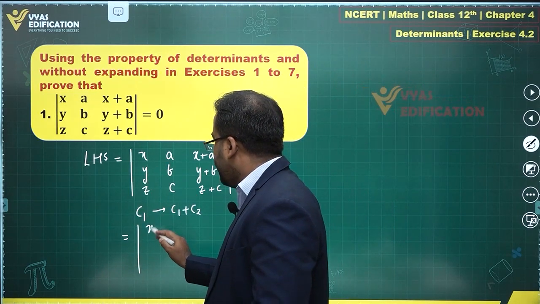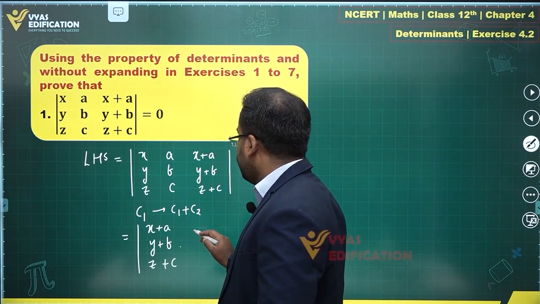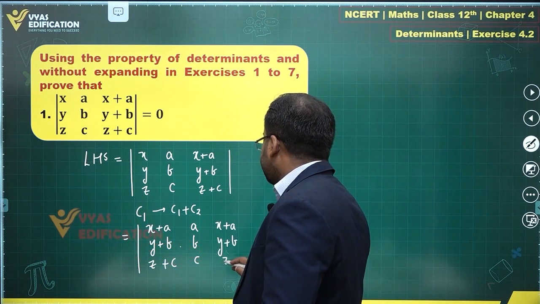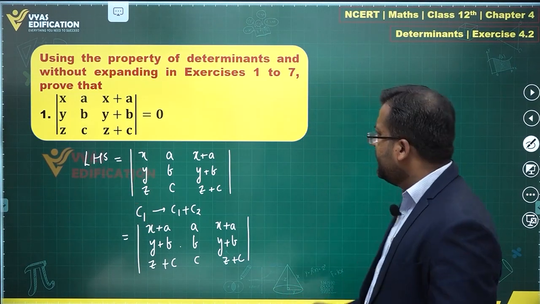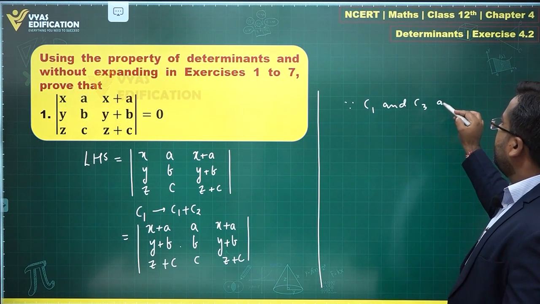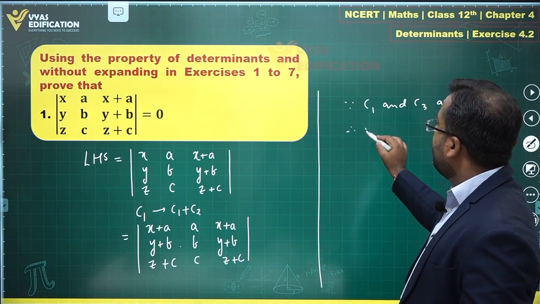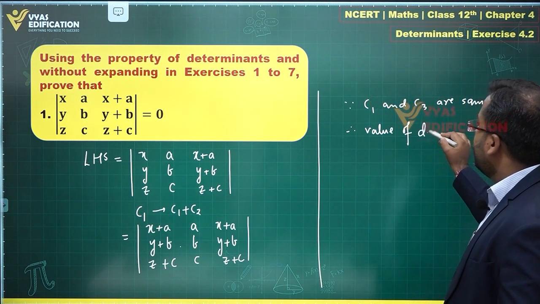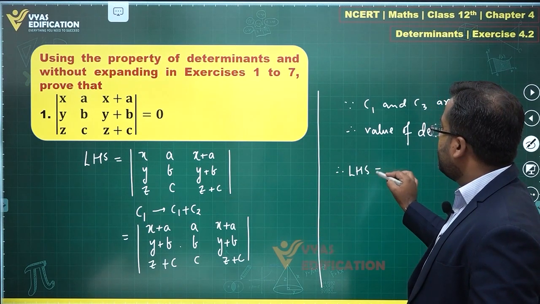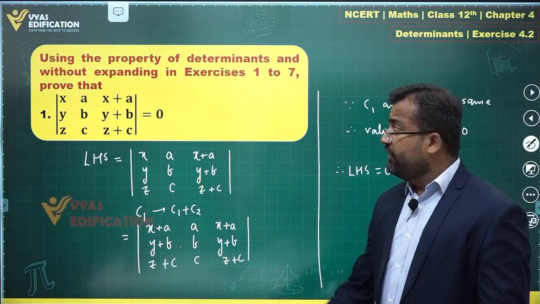This will be equal to the determinant with x plus a, y plus b, z plus c, and then a, b, c, and this is already x plus a, y plus b, z plus c. Since C1 and C3 columns are exactly the same, the value of determinant will be 0. Therefore LHS is equal to 0, which is equal to the RHS, hence proved. That's what we wanted to prove.